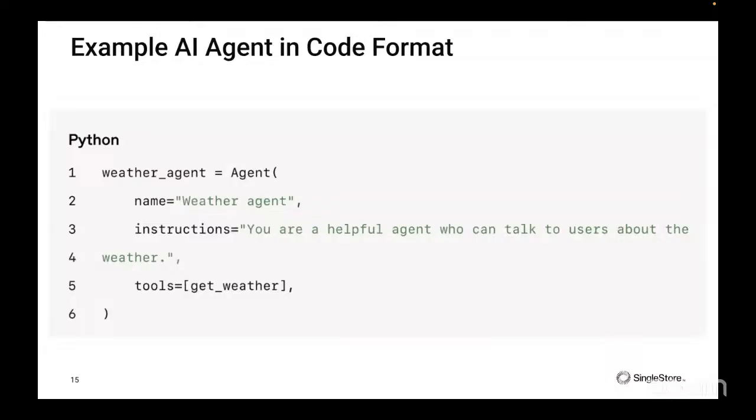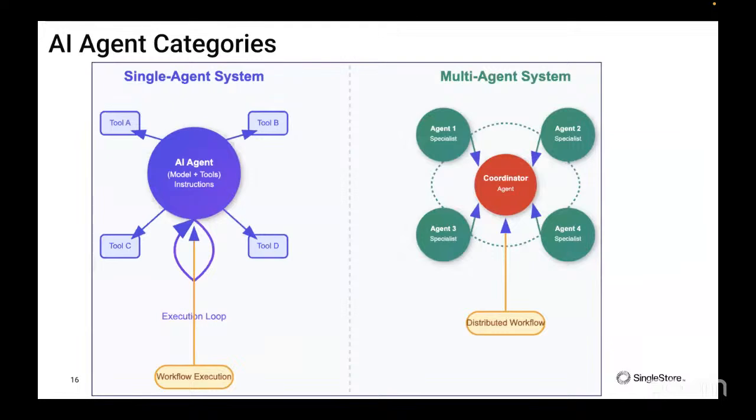So this is a simple example of an AI agent in code format, the weather agent. The name is weather agent, and there is a system instruction saying you are a helpful agent who can talk to users about the weather. So this is simple Python code format. And in agents, there are categories. One is single agent system and multi-agent system. As easy as it looks, right? As the name suggests, there is one agent with all the tools connected. Only one agent does everything. And then in multi-agent system, there are multiple specialized AI agents coming together to help you solve a complex problem, which is kind of a distributed workflow.